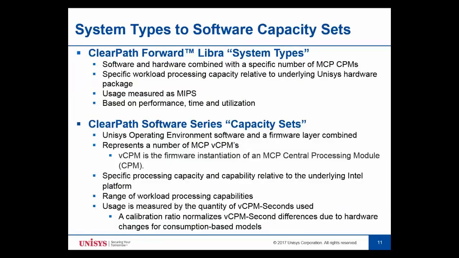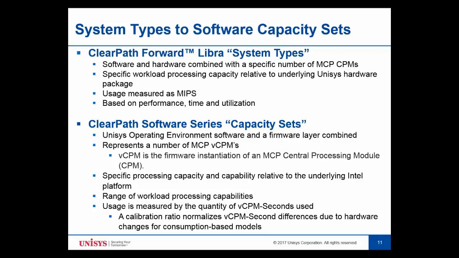In the past, with our Libra systems, you had what we call the system type, which was always measured with MIPS for our Libra series. It was software and hardware combined, and it had a specific number of MCP CPMs. You had a specific workload processing capacity that was relative to the underlying hardware package, and we used MIPS in order to measure the usage of that particular package. It was based on performance, time, and utilization.